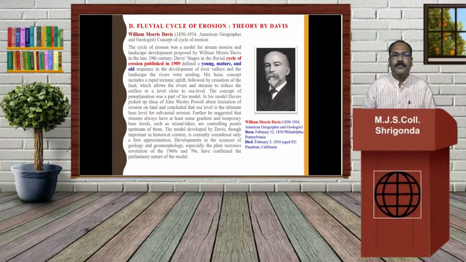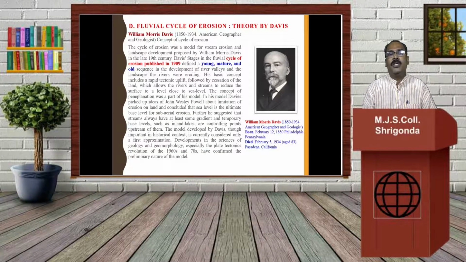The cycle of erosion was a model for stream erosion and landscape development proposed by William Morris Davis. In the late 19th century, Davis's stages in the cycle of erosion, published in 1909, defined the young, mature and old sequence in the development of a river valley and the landscape as the river erodes.